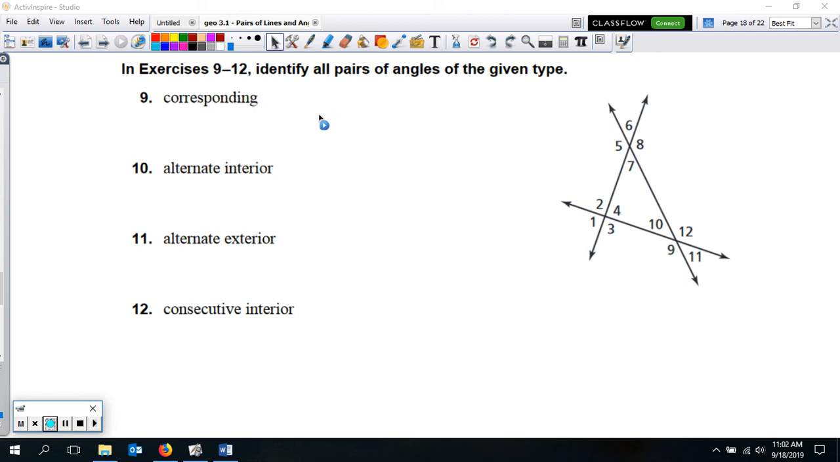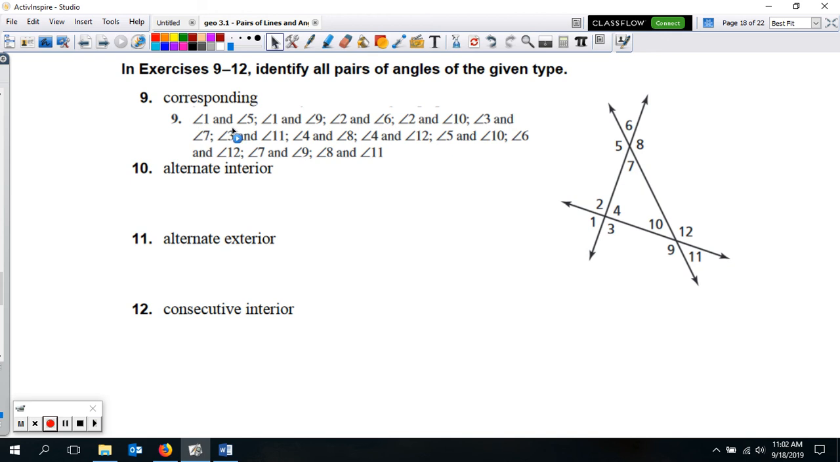Okay, so let's go ahead and see if you can check your answer now for number 9. Hopefully you wrote them down. You should have 12 pairs. So here they all are, a whole bunch of them.